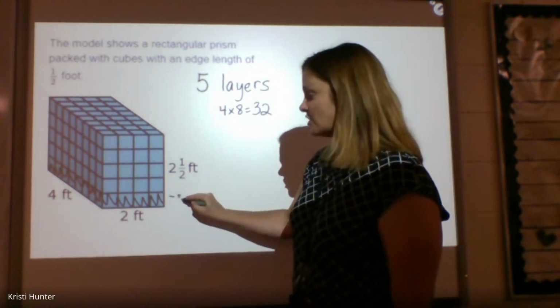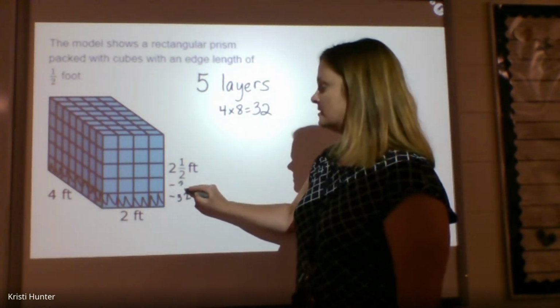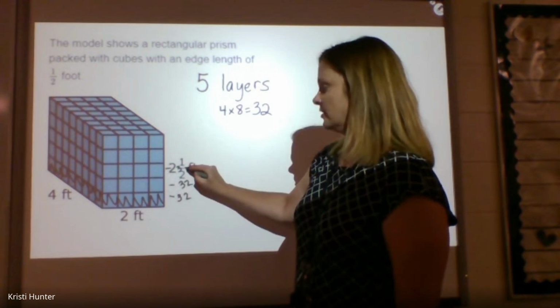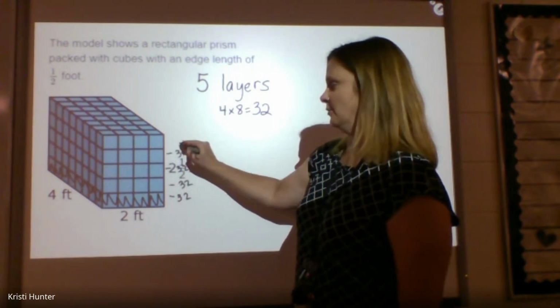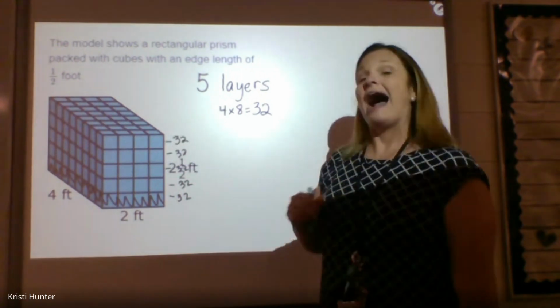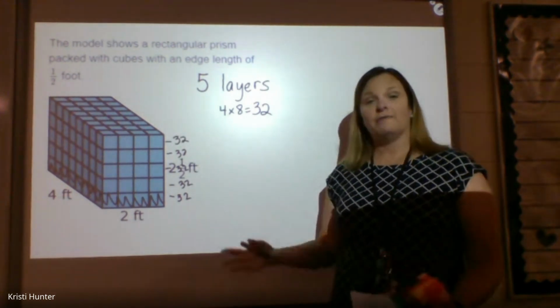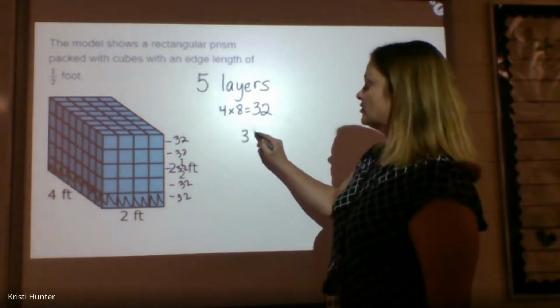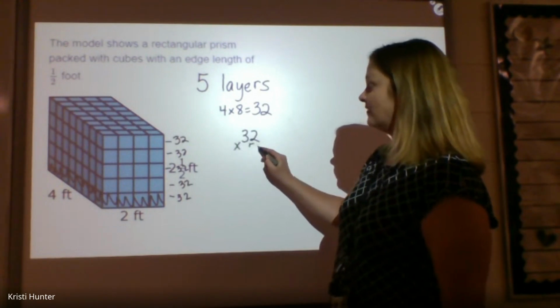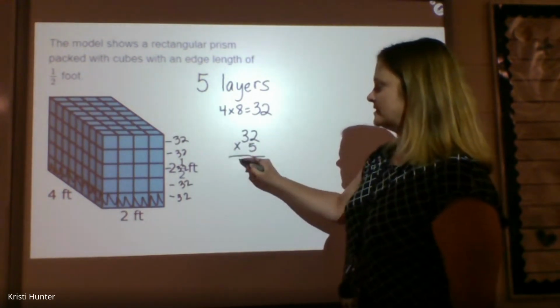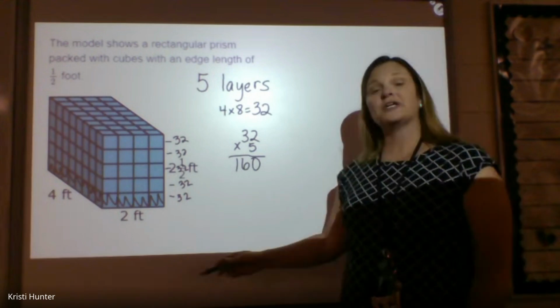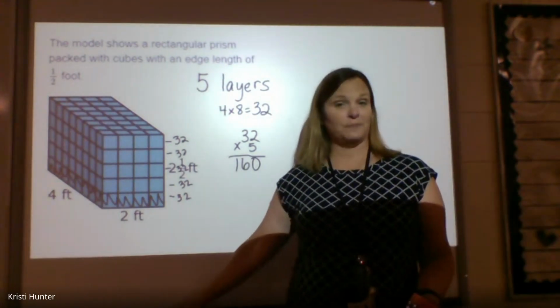if this is 32, then this is 32, and this is 32, and this is 32, and this is 32. I have 5 layers of 32. And if I take 32 times 5, I am going to get an answer of 160 cubes.